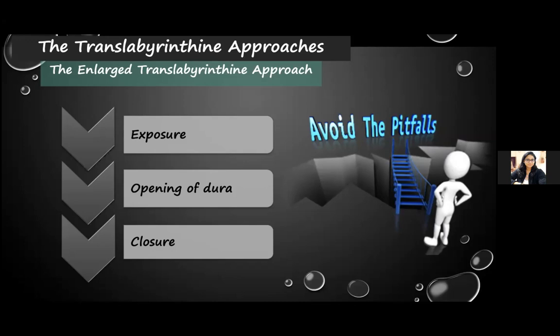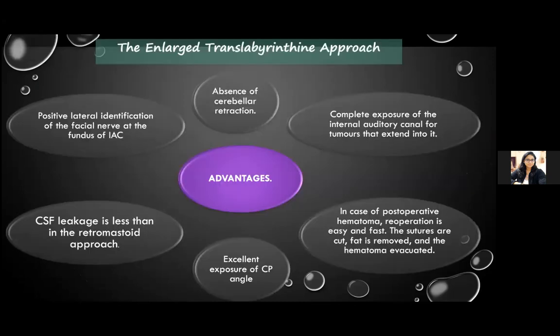Now, we have discussed all the translabyrinthine approaches in detail, and there are numerous advantages for this. First is, there is a positive lateral identification of the facial nerve at the fundus of the IAC. So we will never miss the facial nerve. So once it is in the vision, there are high chances of preserving the facial nerve. Second thing is, in all other approaches which you will be studying, there will be a cerebellar retraction.